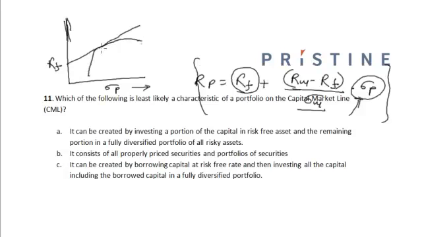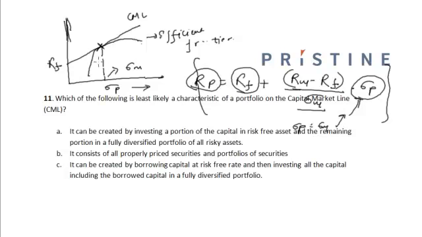Now if we look at the point of tangency of the CML to the efficient frontier, then at this point the standard deviation measured on the x-axis will be equal to the standard deviation of the market. If we put sigma p equal to sigma m in this equation, then we get the rate of return on the portfolio at this point, where the CML is tangent to the efficient frontier, equal to the required rate of return on the market as a whole.